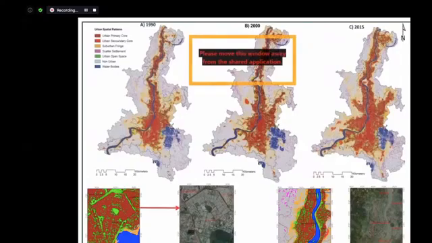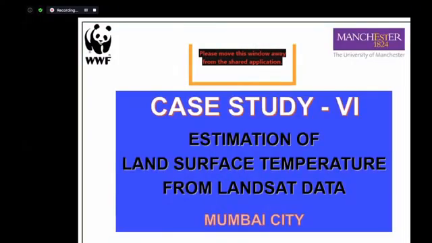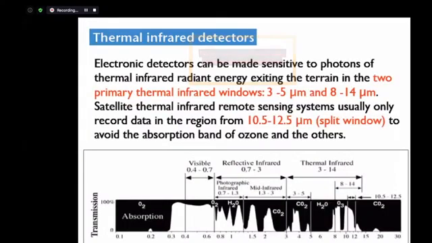Also peri-urbanization. If you see the trend of urbanization, all the urbanization is happening in the peri-urban areas of our cities. So my next case study: I have already talked about land surface temperature, that is the urban surface temperature or impervious surface. This is called the thermal band in remote sensing.